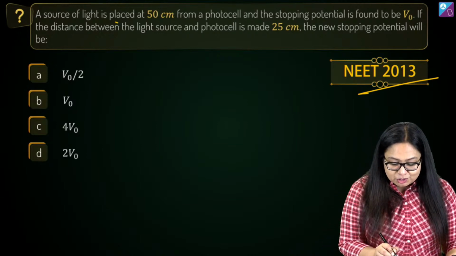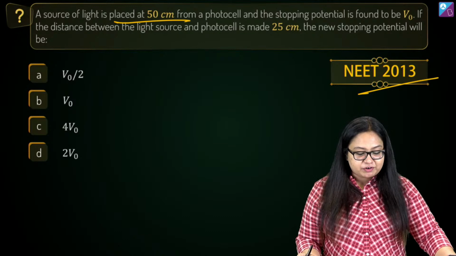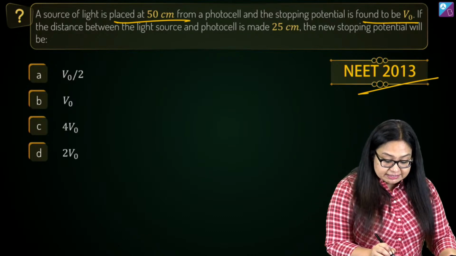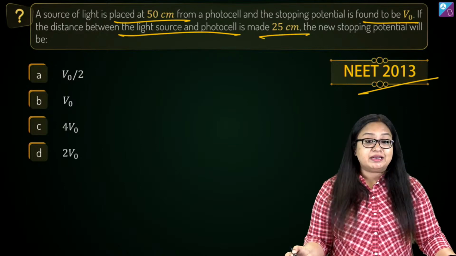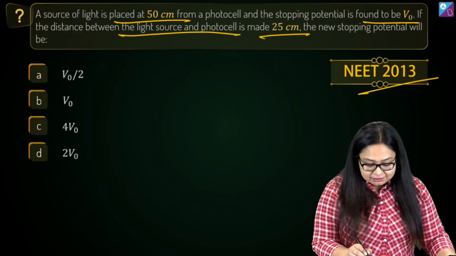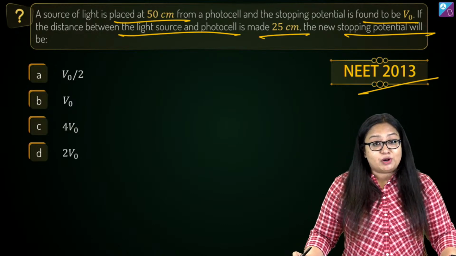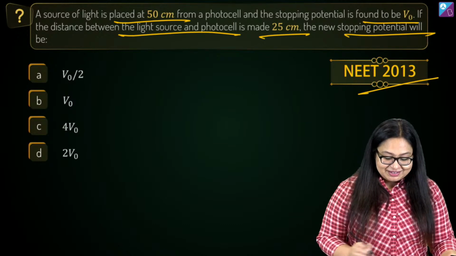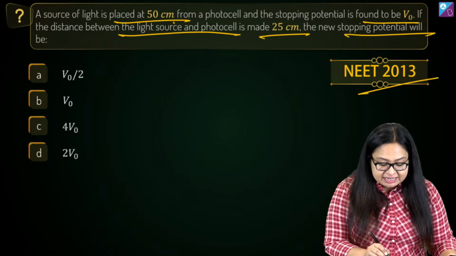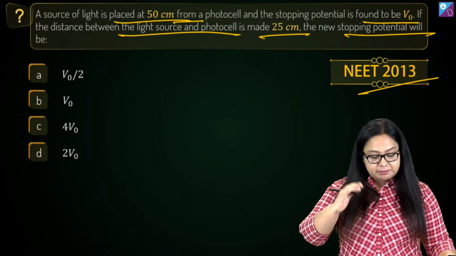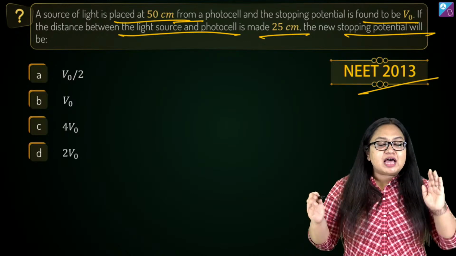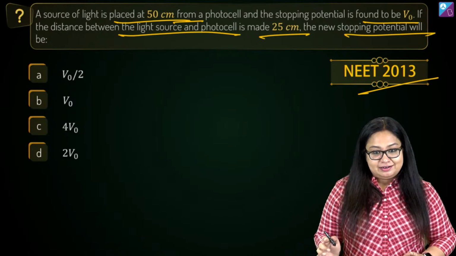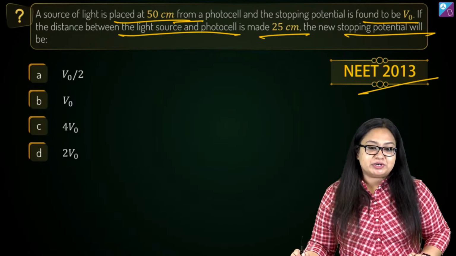Source of light is placed at 50 centimeter from a photocell and stopping potential is found to be V naught. If the distance between the light source and photocell is made 25 centimeters, the new stopping potential will be. Come on. Tell me what the answer comes out. Source of light is placed at 50 centimeters from a photocell. The stopping potential is V naught given here. If that distance is decreased to half, then what is the value of the new stopping potential? Come on.